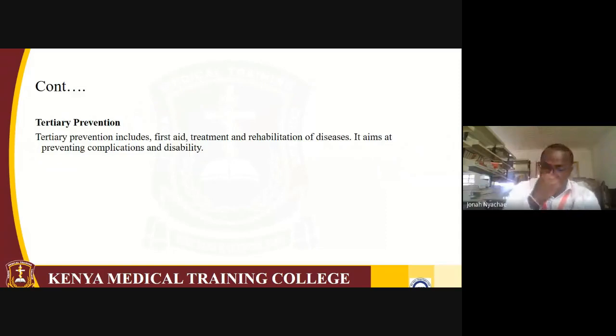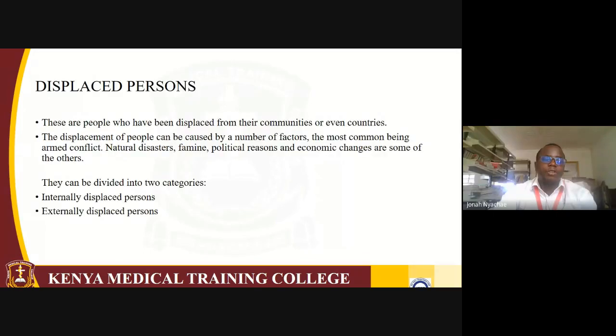And then in tertiary prevention, we can give first aid, treatment, and rehabilitation of diseases, since it aims at preventing complications and disabilities. That one is in tertiary prevention.